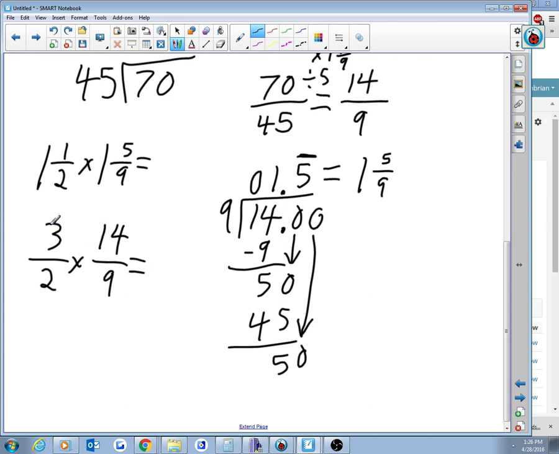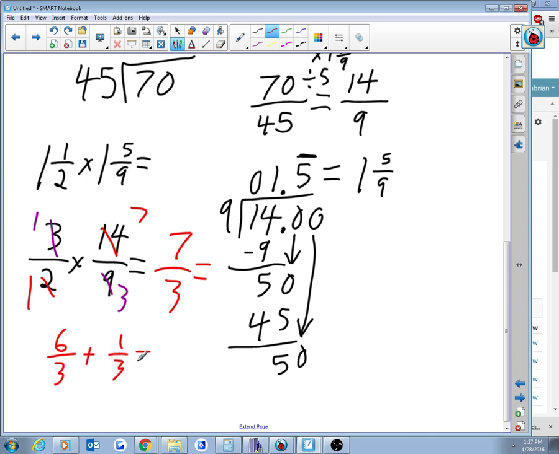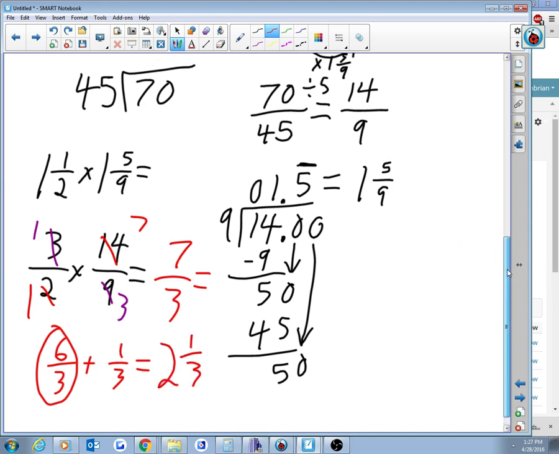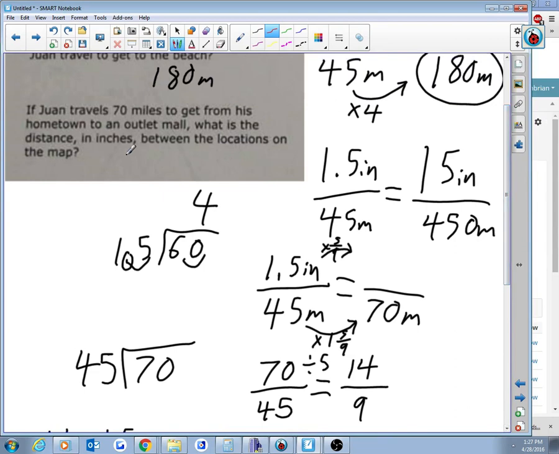We can cross simplify this. Divide by 3 is 1. Divide by 3 is 3. Then divide by 2 is 7. Divide by 2 is 1. 1 times 7 is 7. 1 times 3 is 3. 7/3. That's the same thing as 6/3 plus 1/3. And the reason I'm writing it like that is because 6/3, that's the same thing as 2. This is 2 and 1/3. So our distance in inches would be 2 and 1/3 inches.